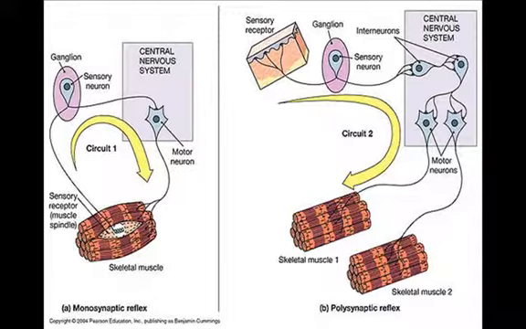This shows you the illustration of what I just described. In a monosynaptic reflex, you see only one motor neuron, one sensory neuron, one effector skeletal muscle. When you look at a polysynaptic reflex, you see more than one motor neuron, two in this case, with sensory neurons receiving information, then an interneuron distributing it to more than one muscle. Skeletal muscle 1, skeletal muscle 2. This is an example of circuit 2.